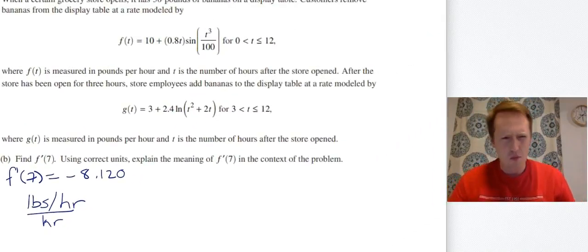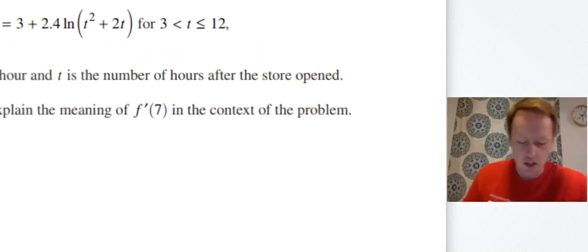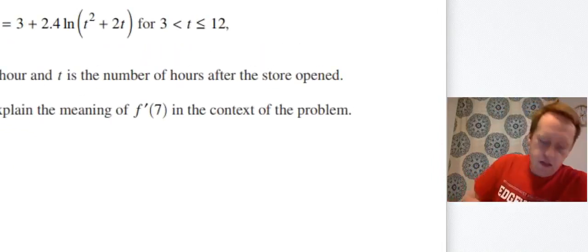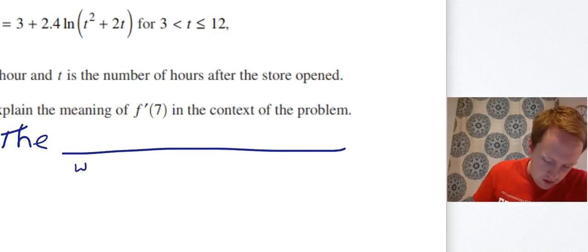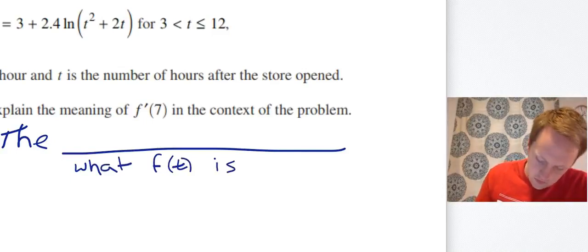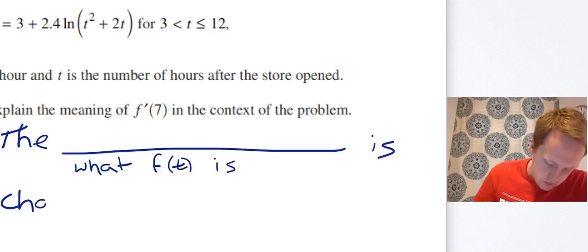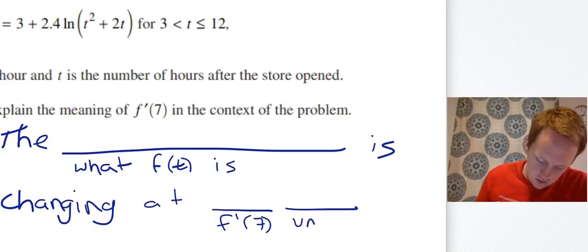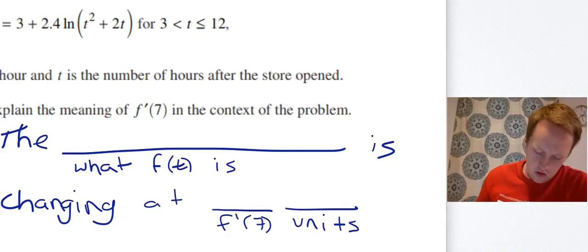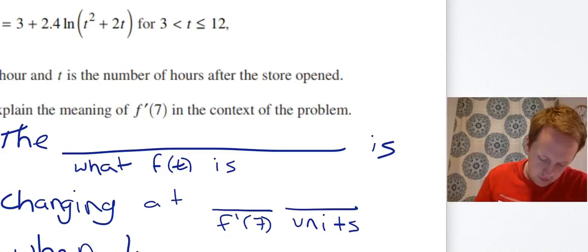Now I'm going to give you a little bit of a boilerplate sentence, like basically a Mad Lib for explaining something. Anytime you need to explain the meaning of the derivative, basically it's this. The fill in the blank, for us it's going to be what f of t is changing at f prime of 7 units when. I'm a little off the screen, I'll move it in just a second.